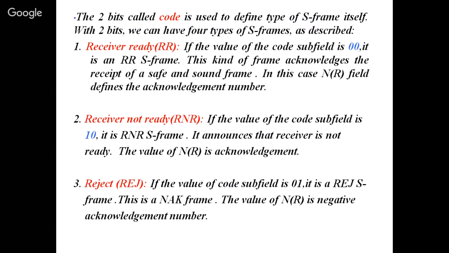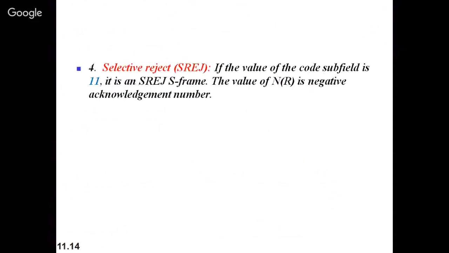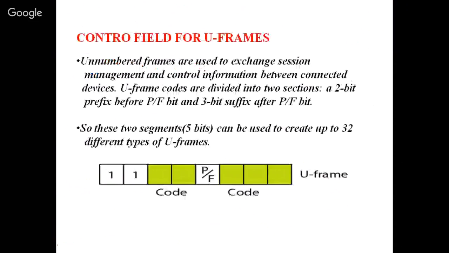The third combination is for reject, that is REJ. If the value of the code subfield is 01, then it is a REJ S frame, that is a negative acknowledgement frame. The value of N(R) is the negative acknowledgement number in this combination. And the fourth, 11, is for selective reject, SREJ. If the value of the code subfield is 11, it is an SREJ S frame. The value of N(R) is the negative acknowledgement number for this combination.